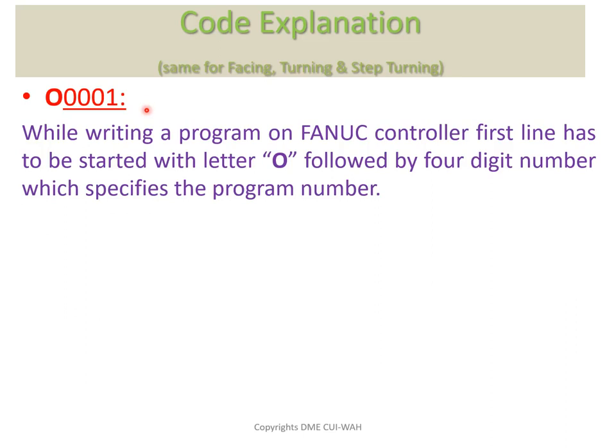Now starting with the code explanation, I will start with the very first line, which was O0001. This line starts with the letter O, and it is O0001. While writing a program on a Unicontroller, the first line has to start with the letter O. It will always be followed by a four-digit number. The number ranges from 0001 to 9999. I mean, this is the range of the program code. Whenever you write a program, it always has to be specified by a specific number. So in the very first line, we will specify our program code by giving it a specific number.